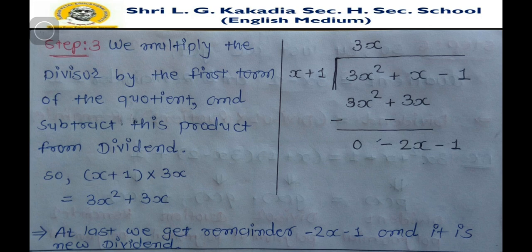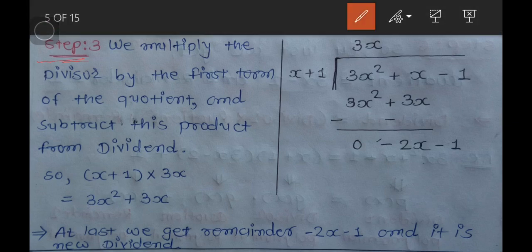So now let me put it in our division algorithm. Here we get 3x as the first term of our quotient. Now in step number 3, we multiply the divisor. What is our divisor? x plus 1, that is g of x. So we multiply the divisor by the first term of our quotient, that is 3x.